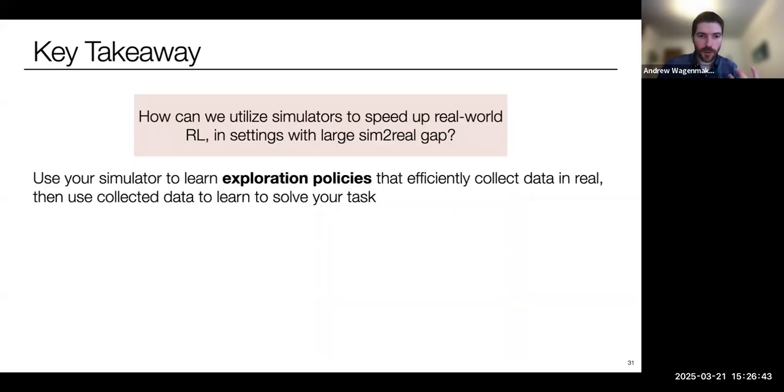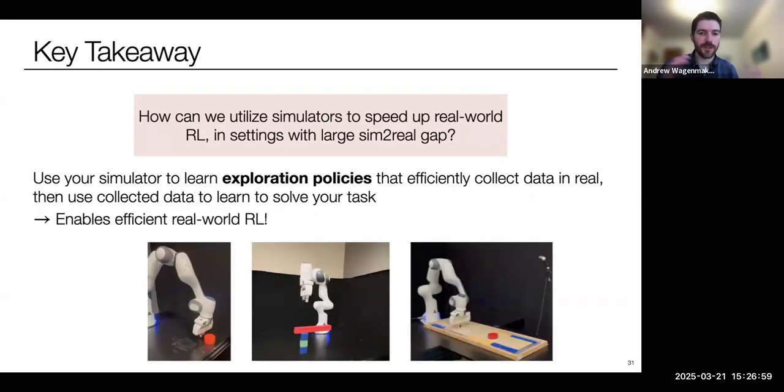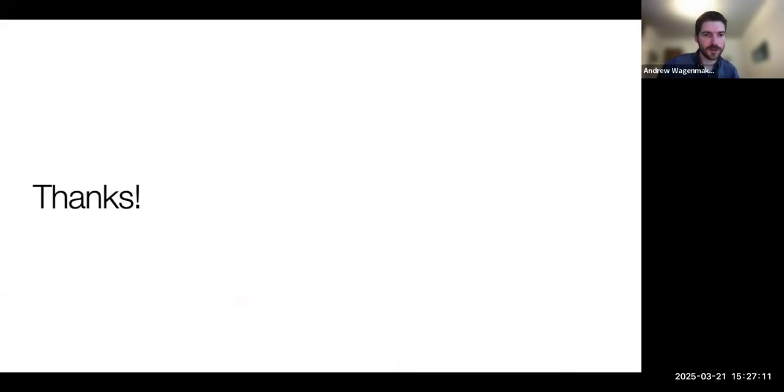What I've argued is that in both settings, in both realizable and unrealizable setting, you want to use your simulator not to learn to solve the task, but to learn some exploration policies that can efficiently collect data in real, and then use the collected data in real to learn to solve your task. And we saw that this basically enables efficient real-world RL across a variety of different robotic manipulation type tasks. Yeah, so I will end here and happy to take additional questions.